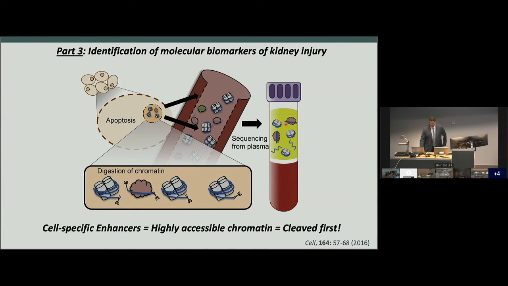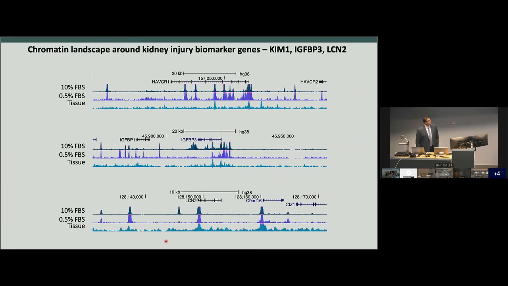Okay? And so again, the key point to remember here is that cell-free DNA really is going to be preferentially released from cell-specific enhancers, which are highly accessible chromatin regions. So let's again go back to these enhancer maps. And here we're looking at 3 kidney injury markers, KIM1, IGFBP3, and NGAL or lipocalin-2. And remember I told you that our initial cultured enhancer maps have an injured phenotype. Okay, so they were grown under 10% serum.